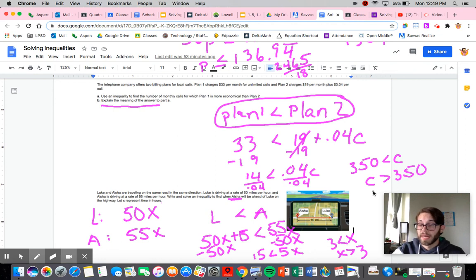So what does that mean? At 3 hours, they're going to be directly next to each other. And then after that moment, she will be in front, assuming they keep a constant pace of exactly 55. They put on cruise control. They're on the highway and they put on cruise control. Okay. So that's how we're going to explain that.